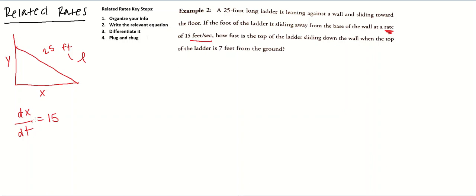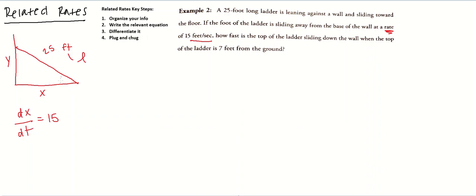Okay, so we came up with some notation for this 15 value, and I super suggest you use this differential notation, dx/dt, instead of just writing the rate of change is 15, because dx/dt is much more specific, and when you differentiate your relevant equation, it is going to be super helpful that you wrote it this way, and you'll see why. Okay, so we're still in the part of organizing our info and drawing a picture.